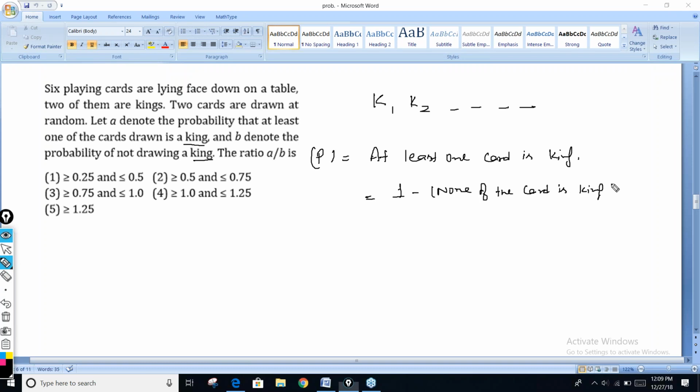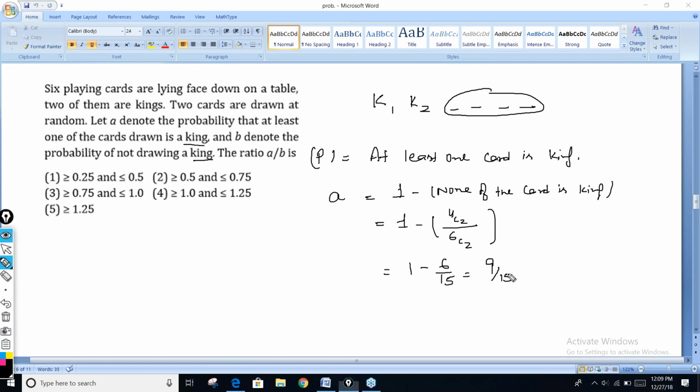1 minus none of the card is king means I'm getting the probability that at least one card is a king, which is equal to A. So what is A? When two cards are selected and none of the card is king, it means he selected those two cards from out of these 4 cards. So 4C2 are favorable cases and total cases are 6C2. So 1 minus that is 6 upon 15. So that is 9 upon 15, the value of A.